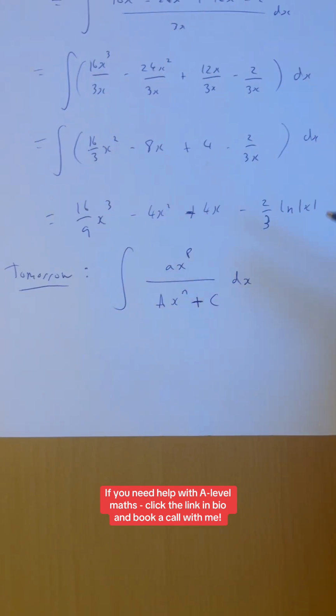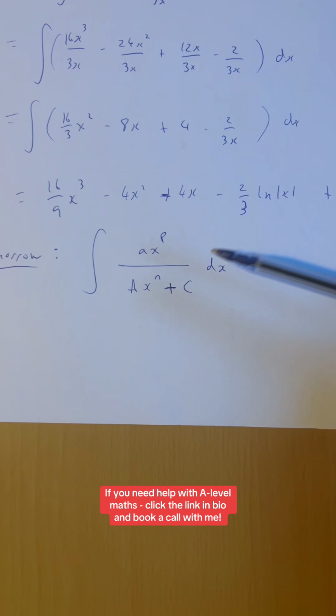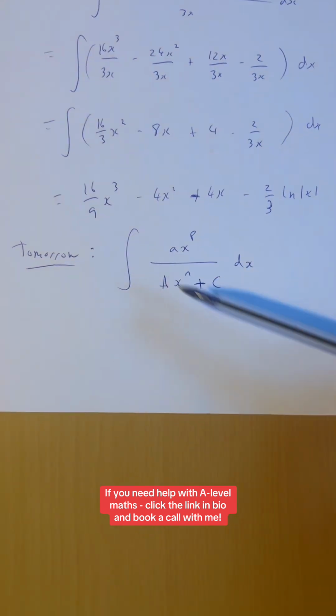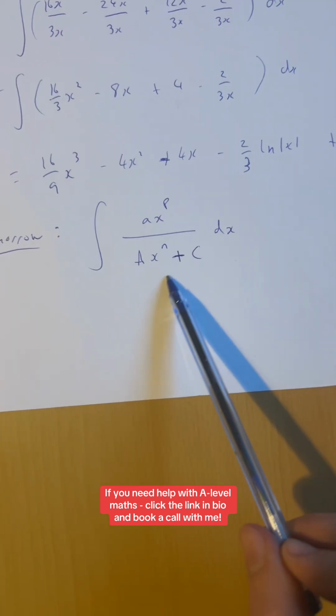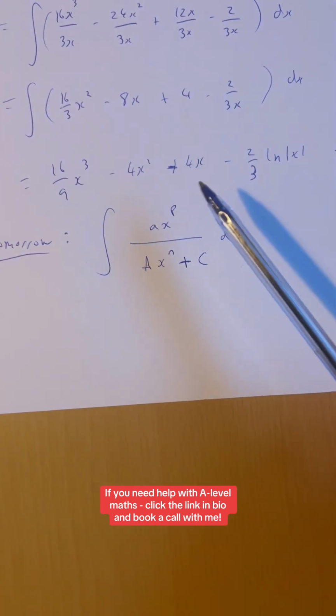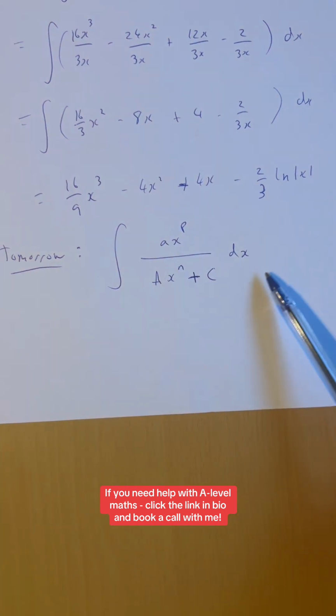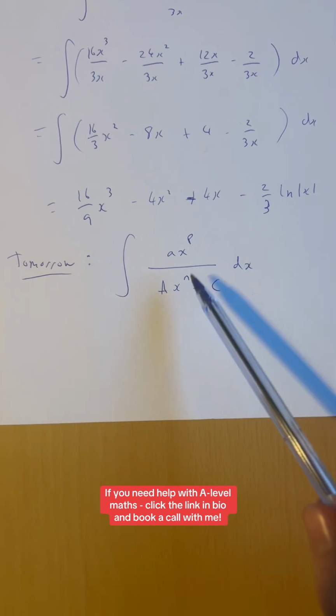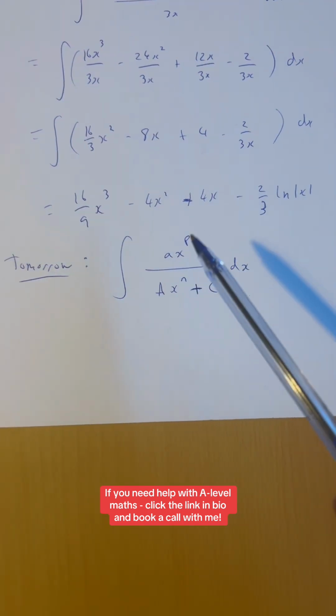So for video 8 in this series tomorrow, I want to look at examples that look something like this. So an example where you've got some kind of power term plus a constant on the bottom, and then another kind of power term on the top. We're going to do examples like that for video 8 tomorrow, so definitely stay tuned for that one.